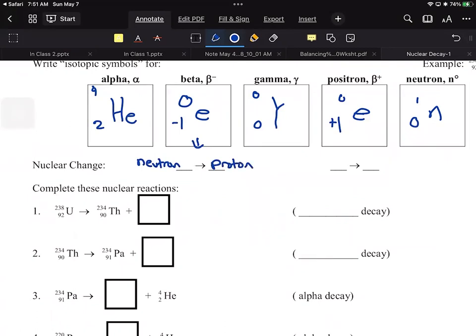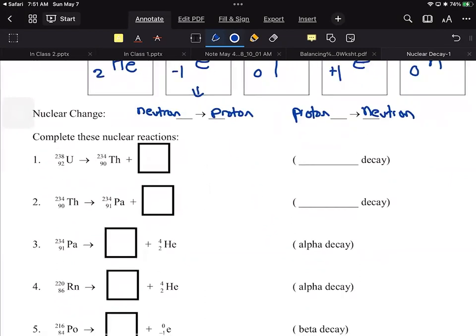All right, positron decay. This one happens when there's too few protons or too few neutrons. So that means you need to get more neutrons. So it turns from proton to neutron.